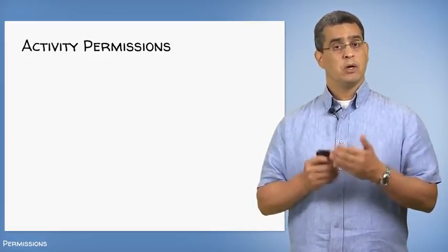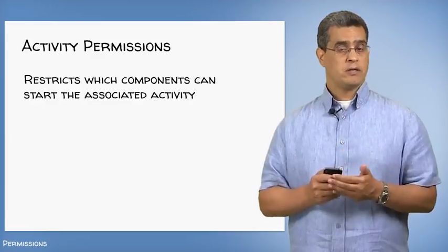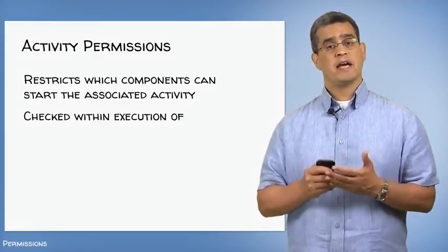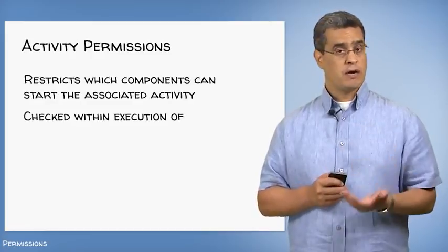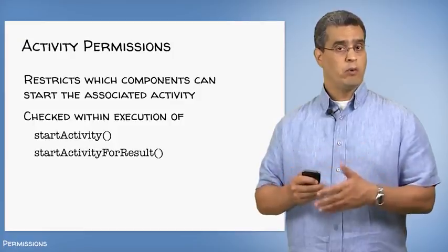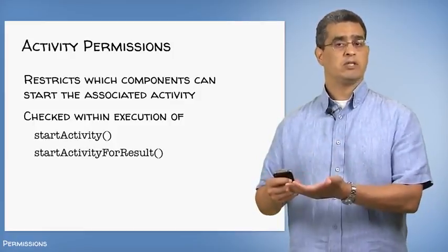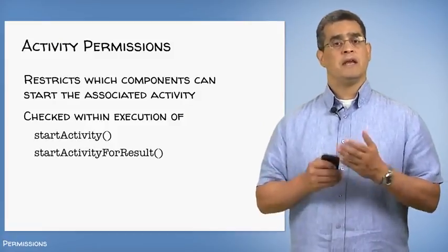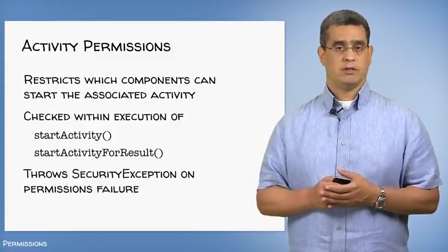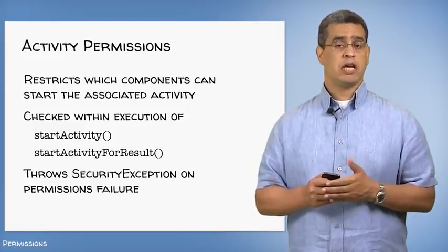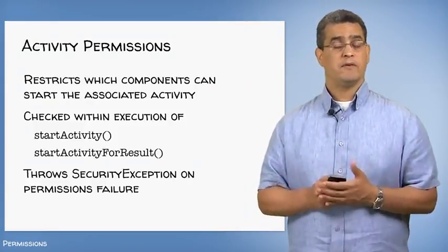Activity permissions restrict which components can start the associated activity. These permissions are checked within the execution of methods such as startActivity and startActivityForResult, which, as you know, are called when one activity tries to start another one. And if the required permission is missing, then Android will throw a security exception. In fact, that's exactly what happened in the Permission Example Boom User example that we just went over a few seconds ago.